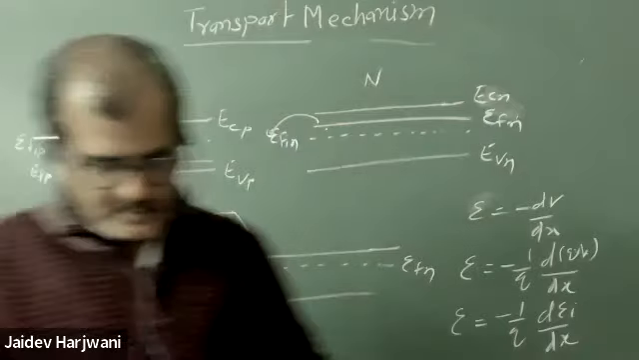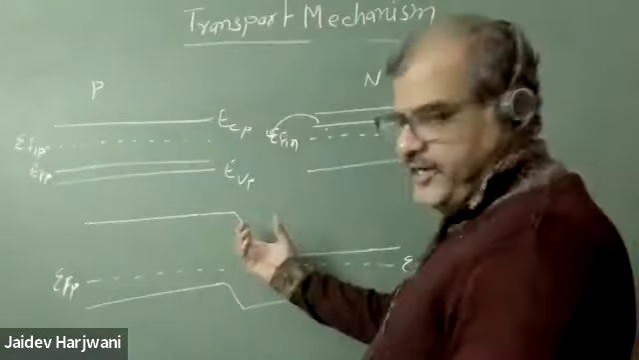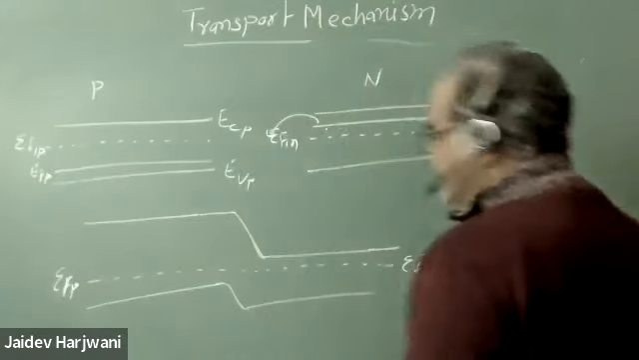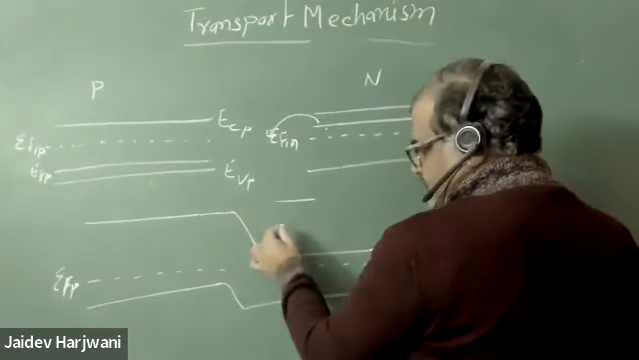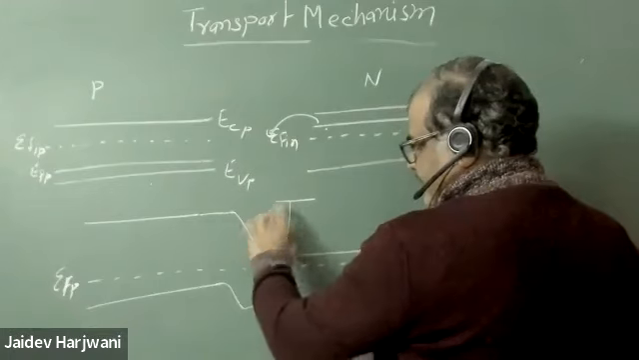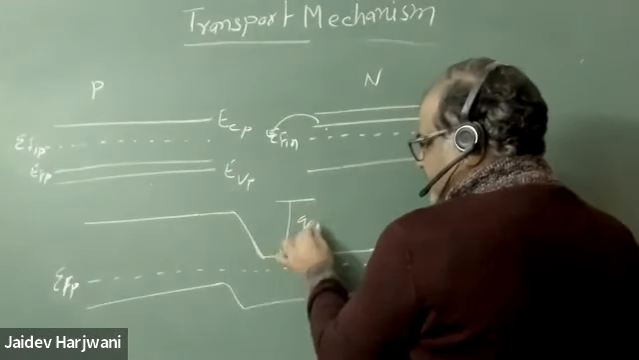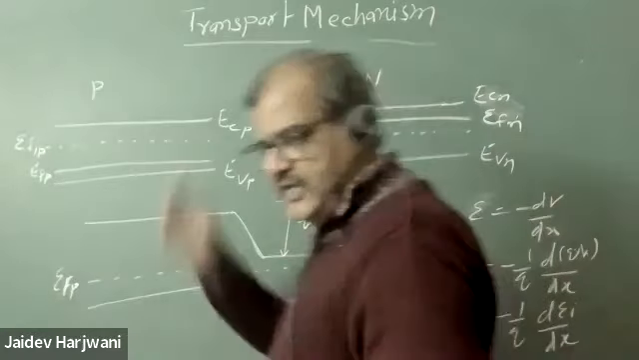Because there is a gradient of potential, there is a gradient of energy levels. Now, because we are making a junction, what happens at the junction? At the junction we have a potential difference. That means we have a difference in energies. This potential is called the built-in potential.